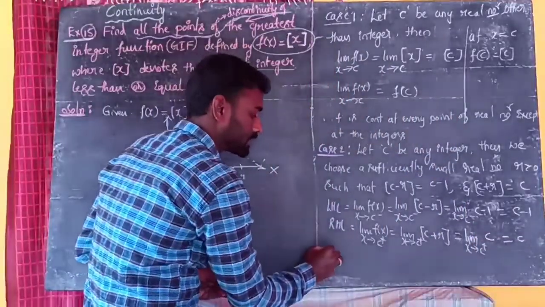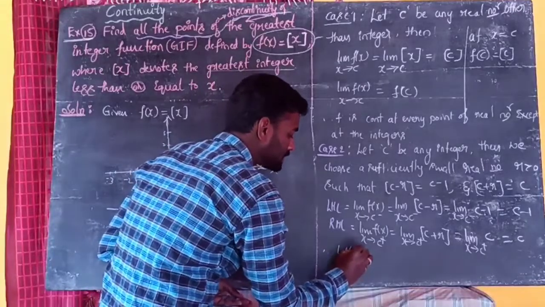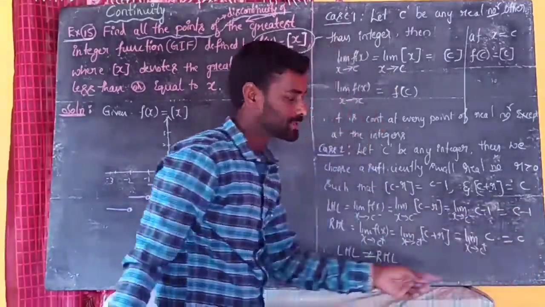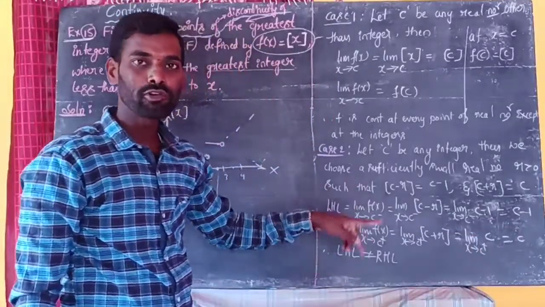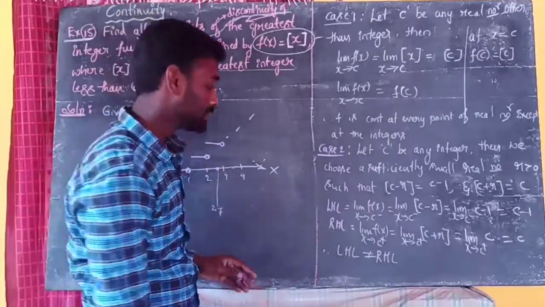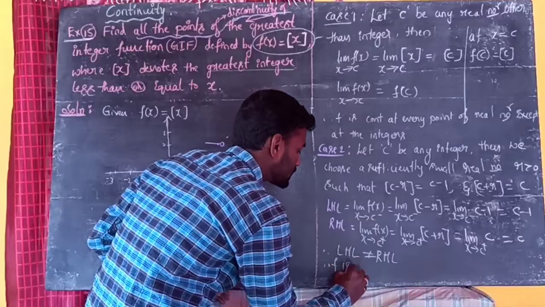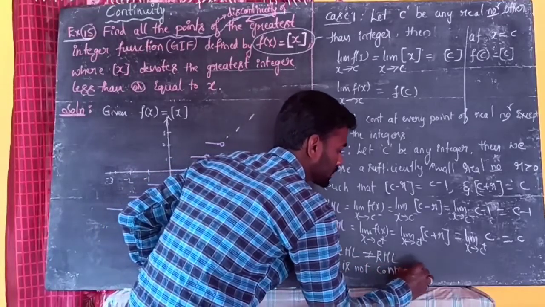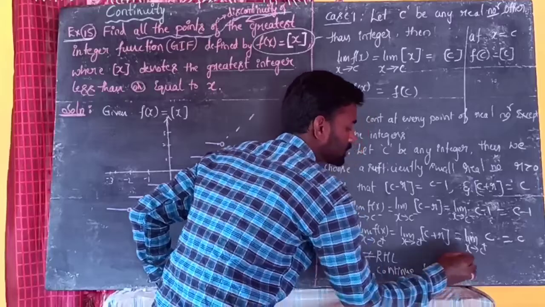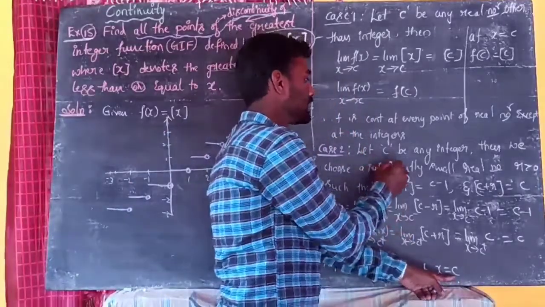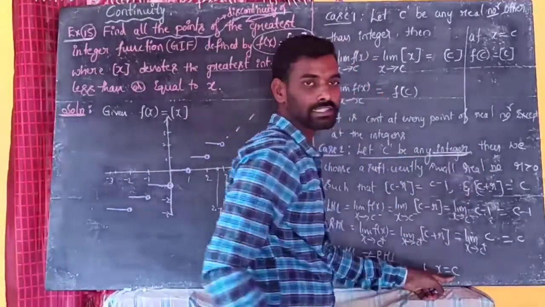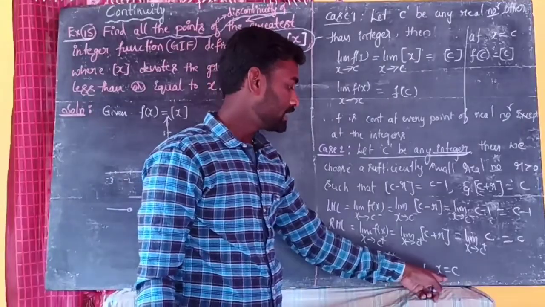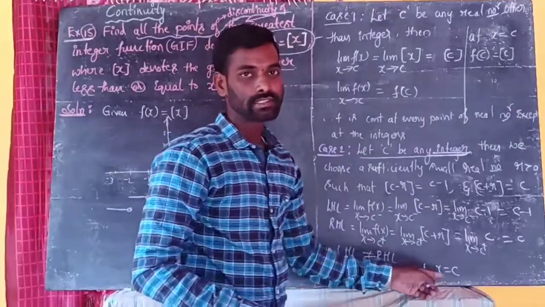Therefore LHL is not equal to RHL, because this is C minus 1 and this is C. Therefore F is not continuous at x is equal to C. Here C is any integer. Therefore F is not continuous at the integers.